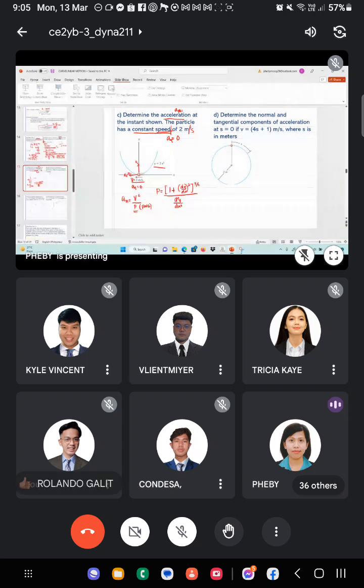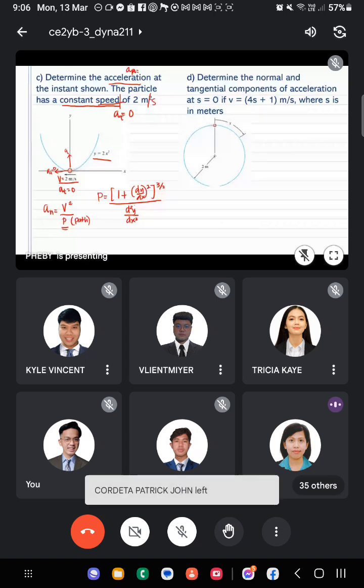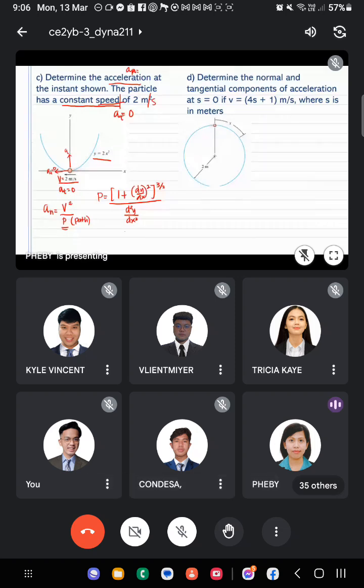Okay. So, the first thing we need to find is yung ating rho or yung radius of curvature ng ating curve. Okay. So, rho is equals to 1 plus dy dx squared, raised to 3 halves, over the second derivative of y with respect to x. Okay. For our dy dx, yung y daw natin is 2x squared. Yung dy dx natin will be 4x. And yung second derivative ni y with respect to x is 4.